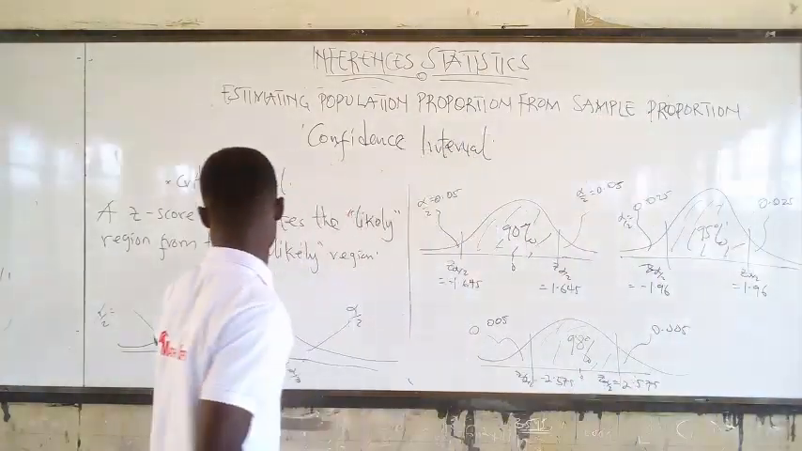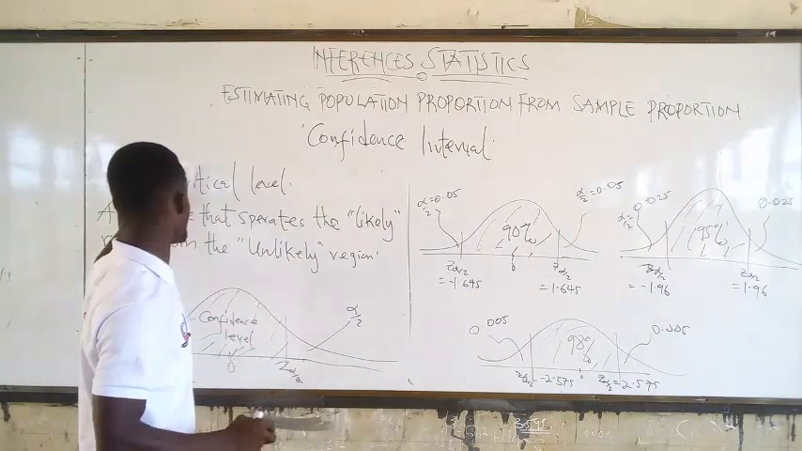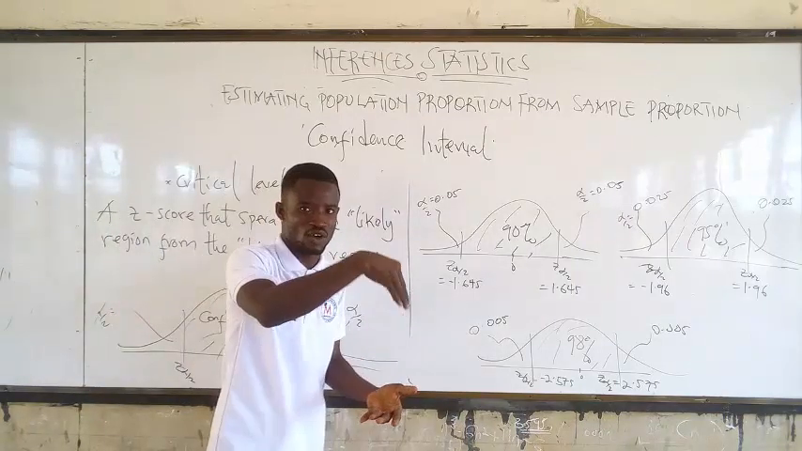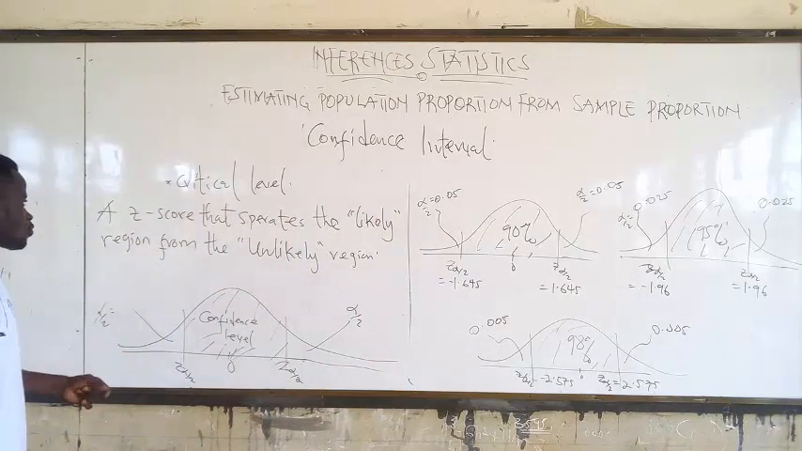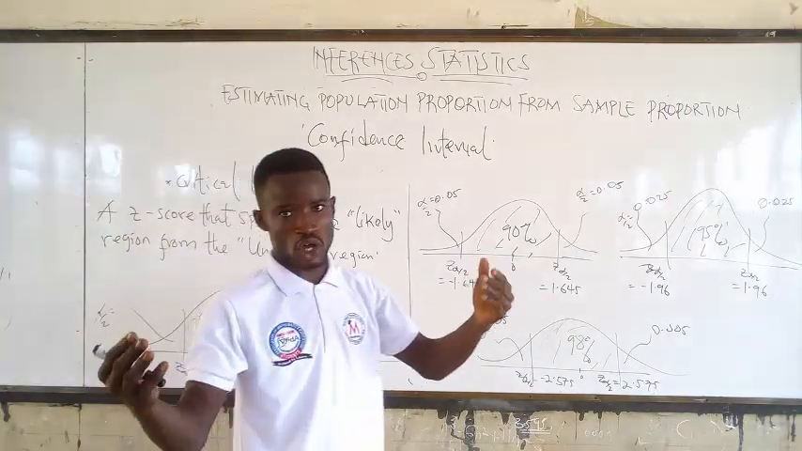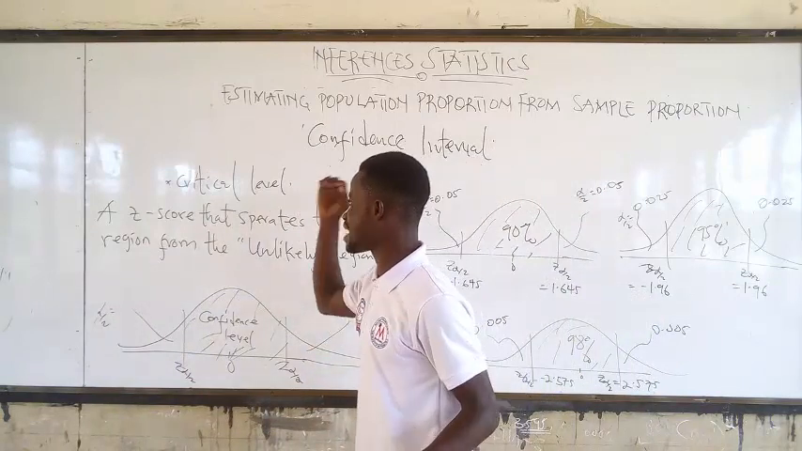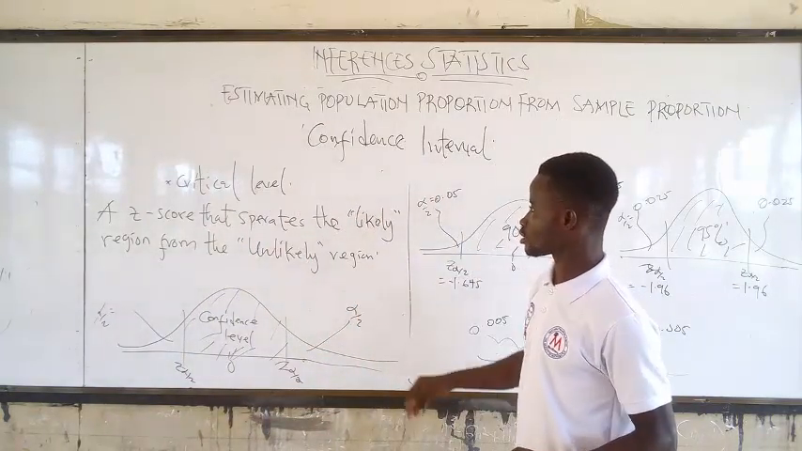Alright, so now the critical level. We are still on the confidence interval. What is under the confidence interval? What we are looking at now is the critical level. A critical level is just simple. It's just a z-score, that's how you find it. It's a z-score that separates what?